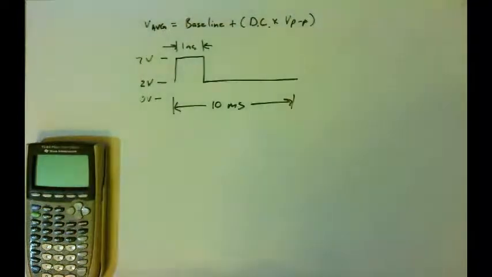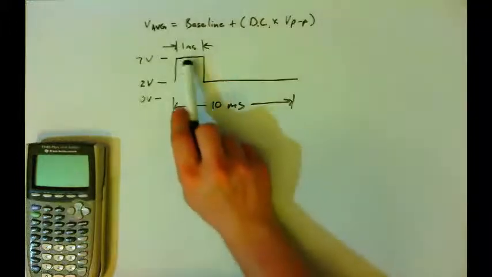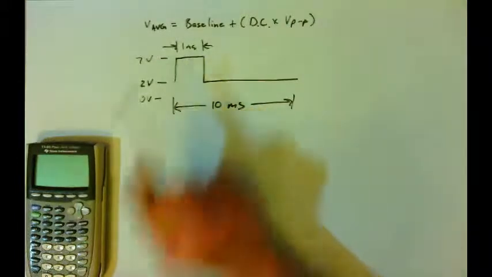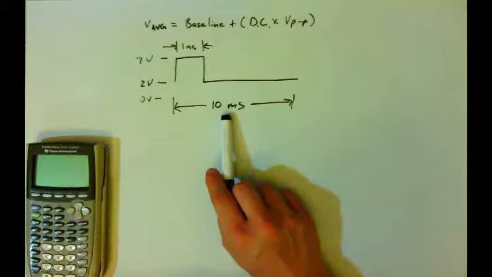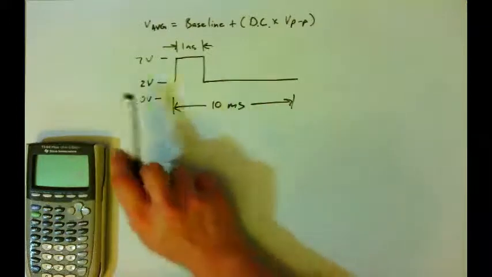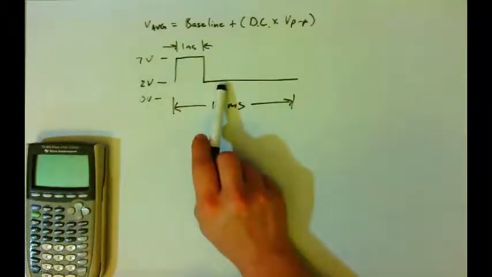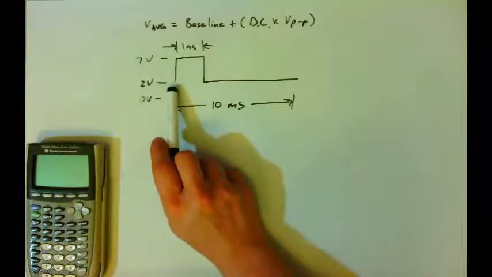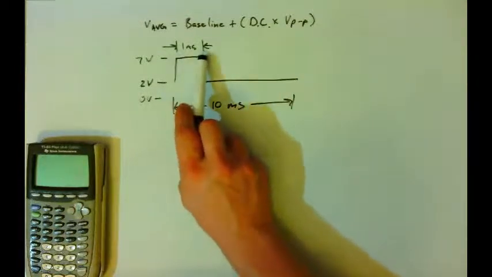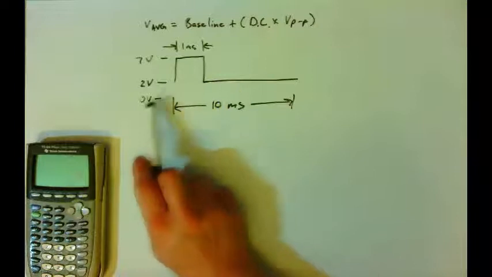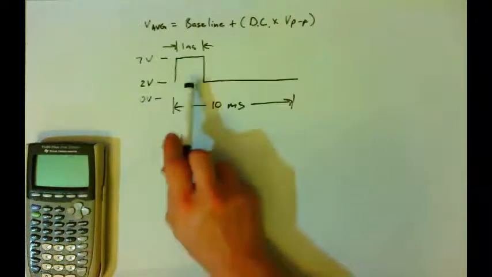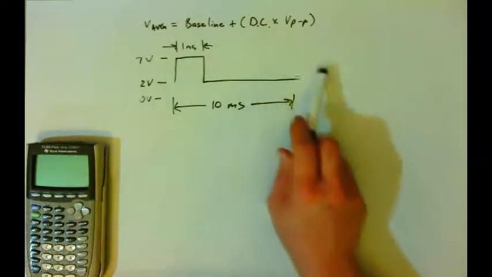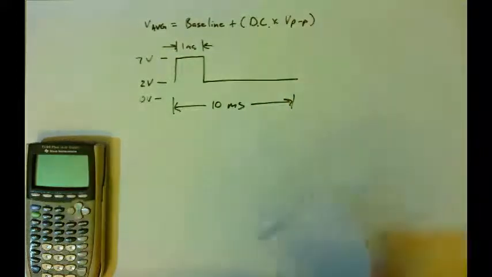Example B looks like this. We still have the same 1 millisecond for the pulse width and 10 milliseconds for the period. The difference here being that the baseline voltage this time is 2 volts. And so this square wave rises up to 7 volts and then falls down to 2 and never falls all the way down to 0. So it varies between 2 and 7 volts, and it will repeat itself over here as time goes on. And so we'll use this formula.